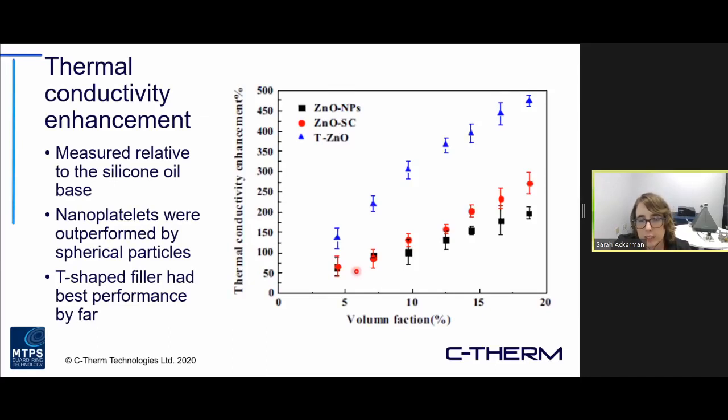And so you can see on the right-hand side that their T-shaped filler particle performs a lot more efficiently as a thermal conductivity enhancer. At the same volume fraction of loading, it has almost twice the enhancement of the next best performing filler material. So this just goes to show the effect of the shape of the filler material on the thermal conductivity performance of a thermal interface material.